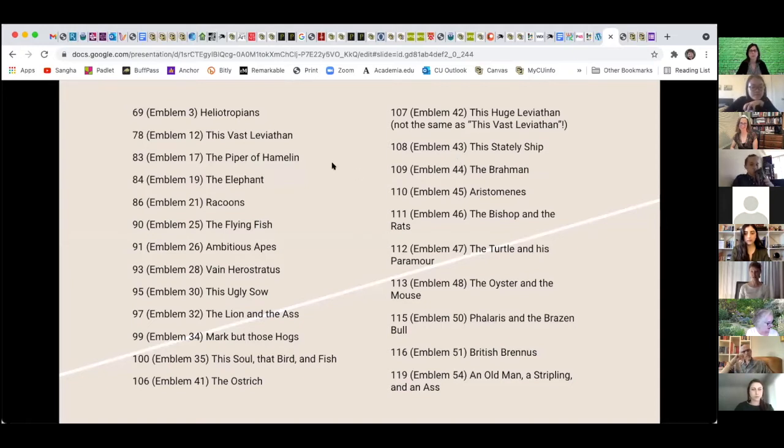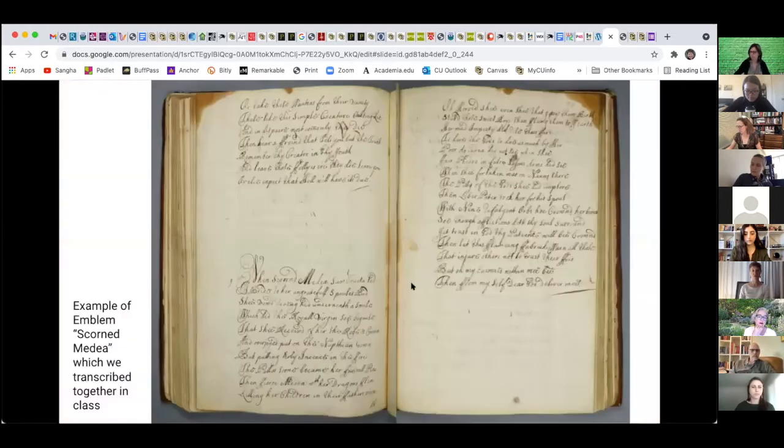I was a little nervous about having them edit emblems because I think that there is quite a lot of intellectual and generic distance between us and the idea of the emblem. But at the same time, I thought that might be a cool opportunity to give students a sense of ownership over material that felt quite foreign. So I asked them to pick one of these emblems up on the screen. And we practiced talking about emblems, transcribing emblems together, talking about what kind of edits we would make in class.